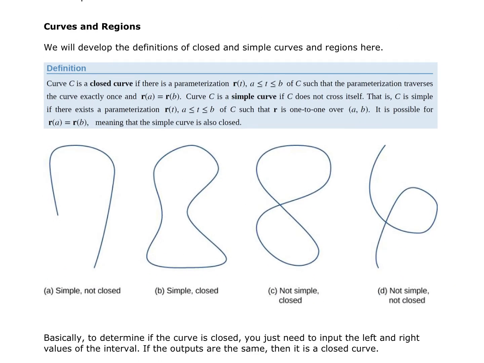So here's a couple of visual examples. This is a simple curve, but it is not closed. This is simple and closed. This is closed but not simple. See how it crosses over itself? And this is neither simple nor closed. It doesn't close itself, and of course it crosses.